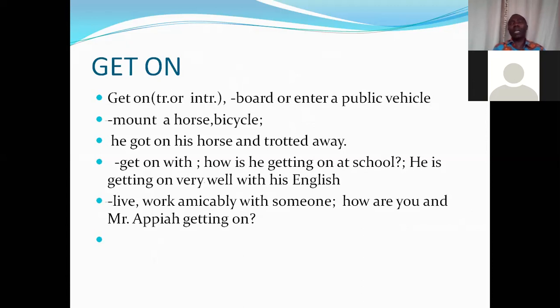You can get on a motorbike, you can get on a bicycle, you can get on a horse and what have you. So he got on his horse and then he went away. Get on with. Get on with is, for instance, how is he getting on at school right now in the wake of coronavirus?